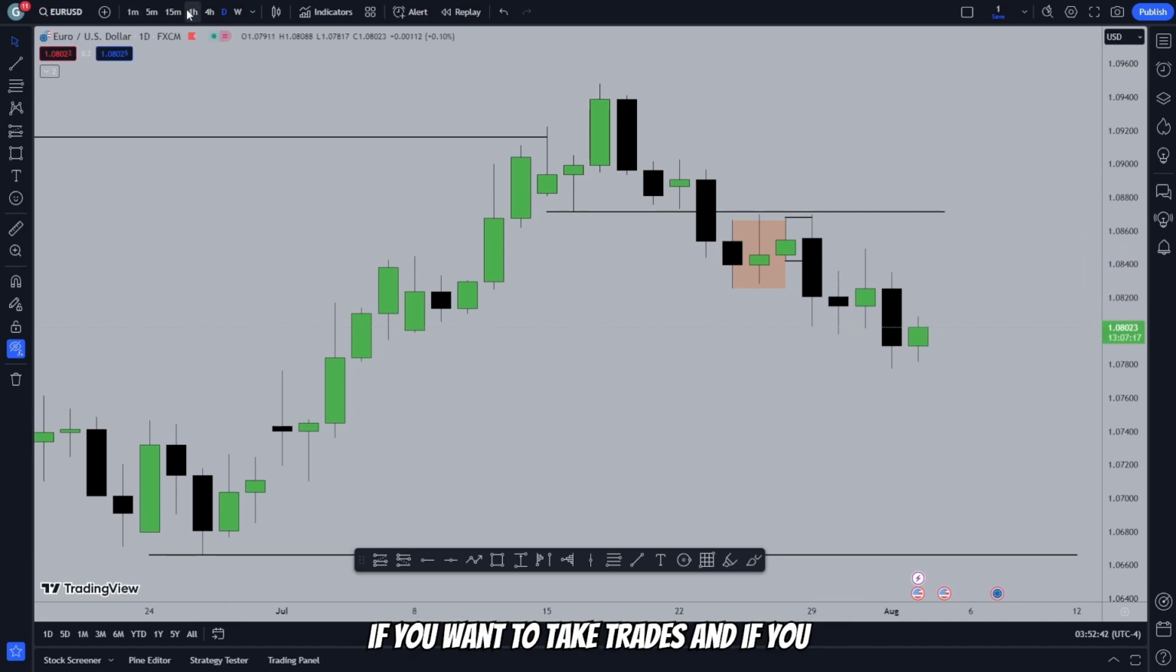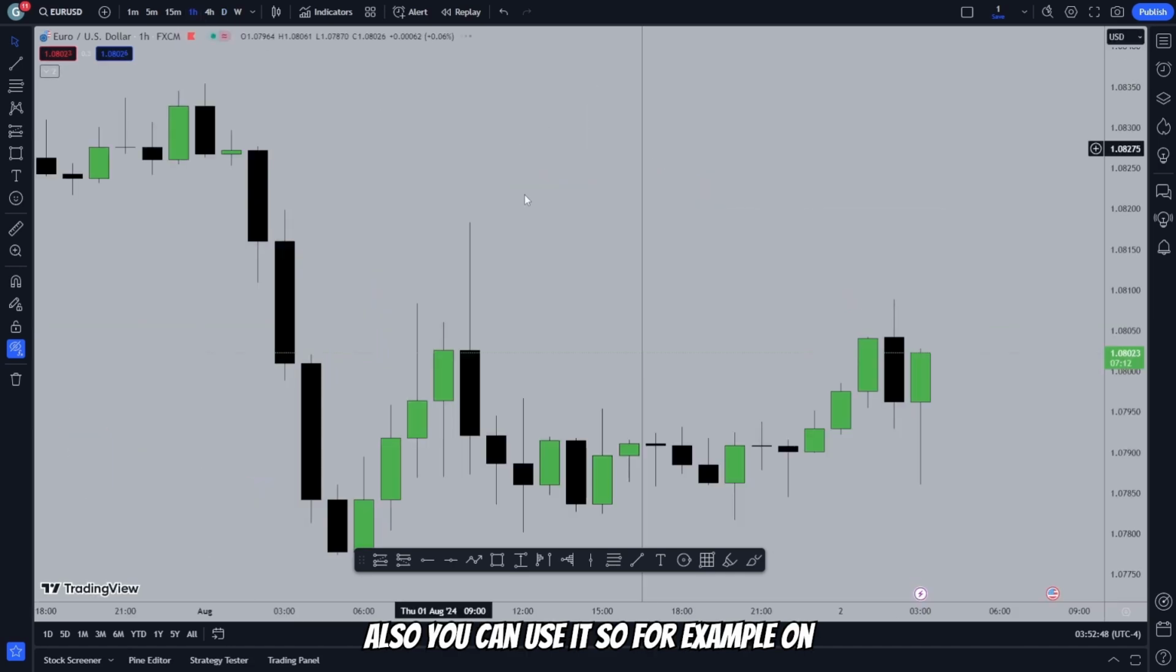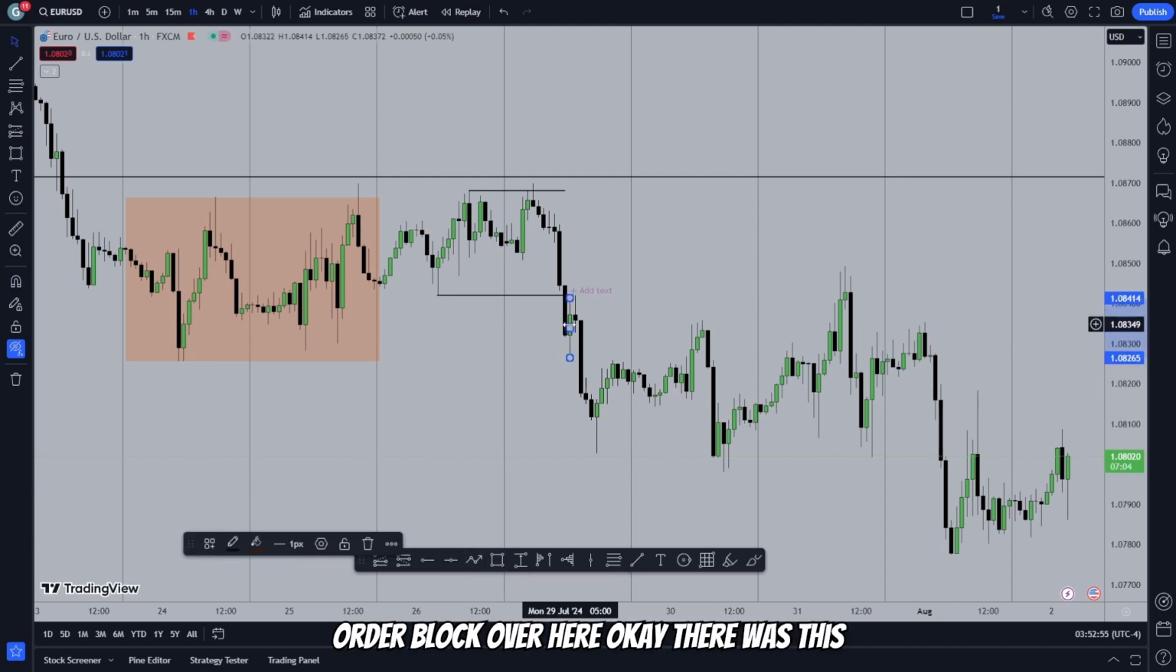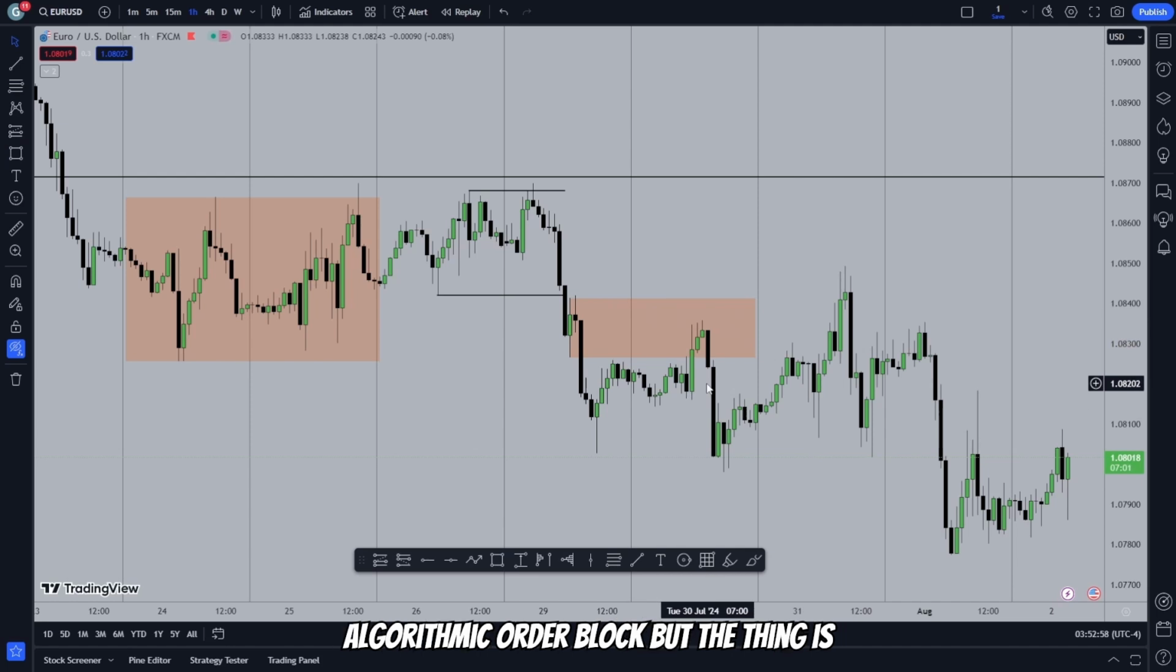If you want to take trades, and if you trade on smaller time frames like 5 minute and 15 minute, then you can also use it. For example on Tuesday over here, you can see that there is this algorithmic order block. But the thing is that this order block will not work when price goes down and takes this low, which is the same thing that happened over here.